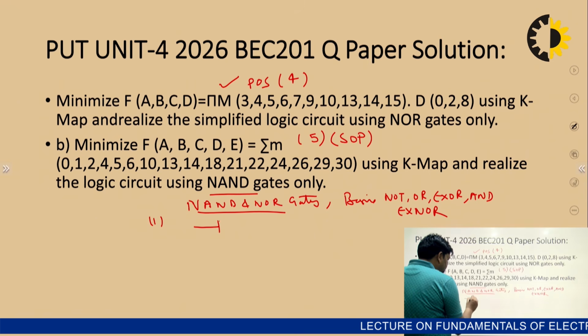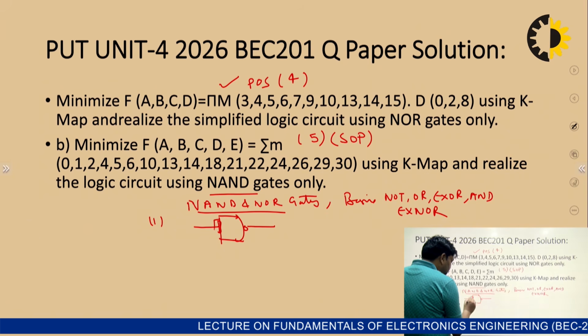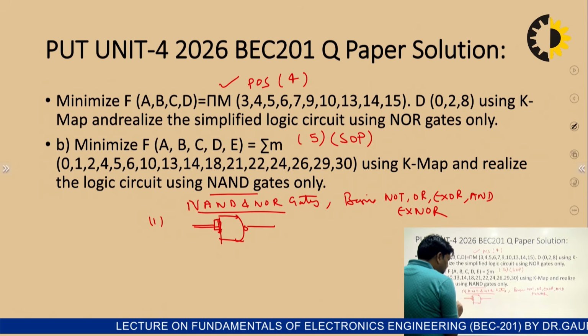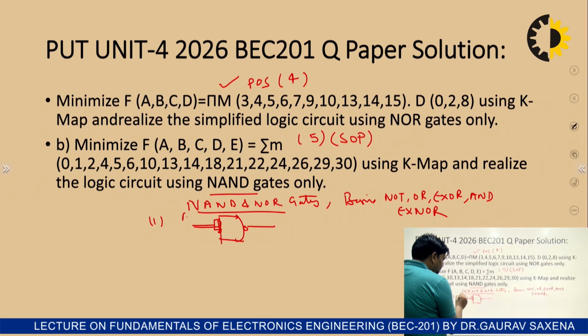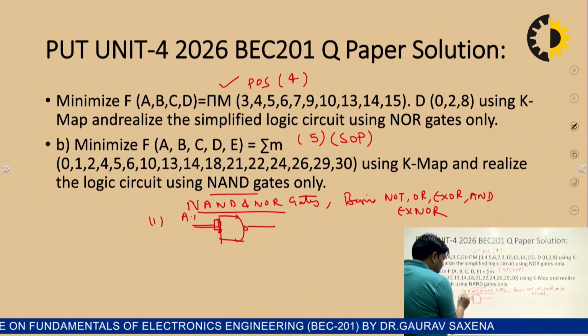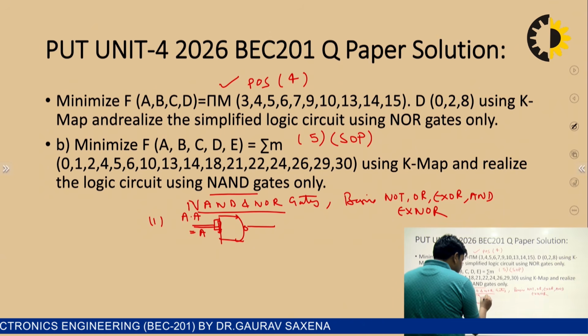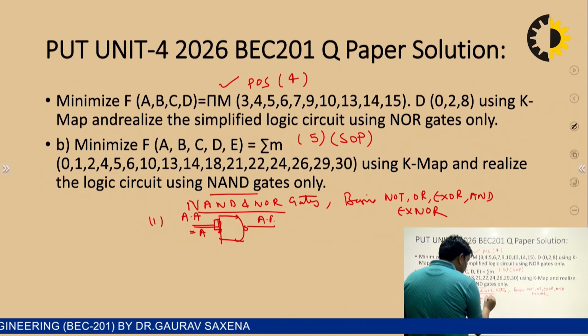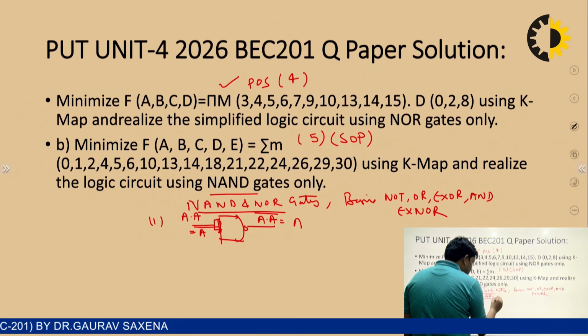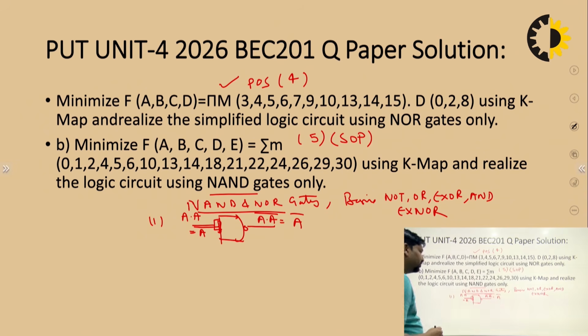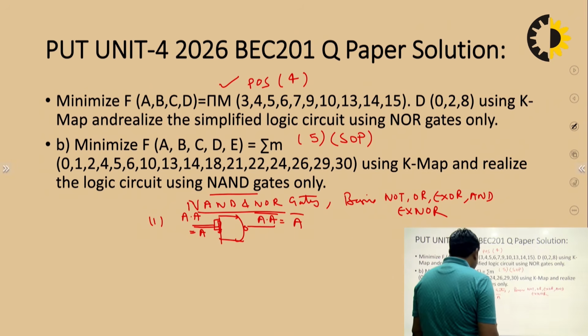So this is the NAND gate, and we join the input terms together. So what is the value of this? A dot A, that means A dot A is equal to A. And what is the value of this? A dot A whole complement. What is the value of this? A bar. So which represents the NOT gate. So by using the NAND gate, we implement this NOT gate.